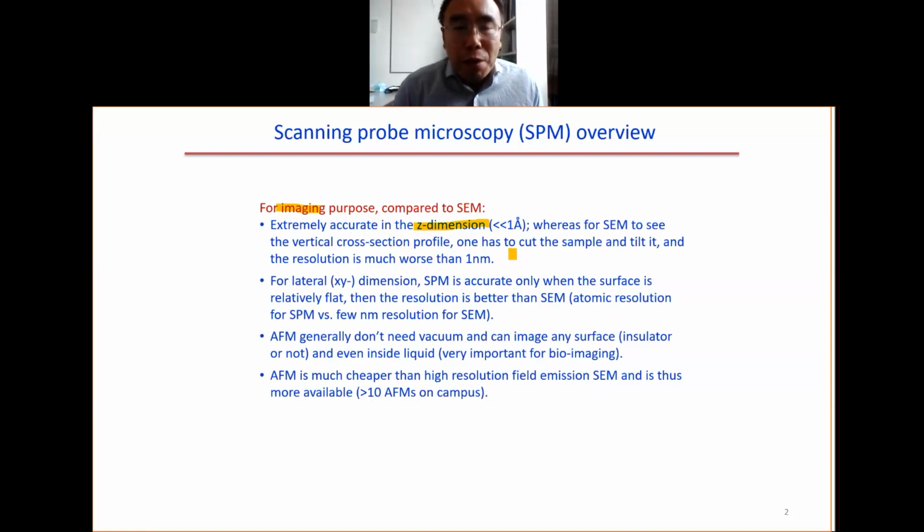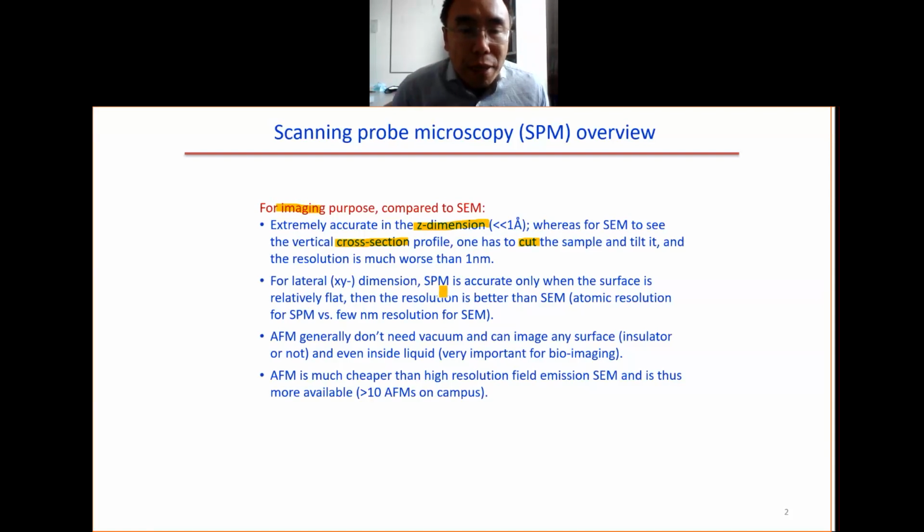for the SEM, normally we have the top view. If we want to see the cross section, we have to cut the wafer and tilt the wafer. Then the height information will not be very accurate. It's about a few nanometers. For the AFM, we can get better than 1 angstrom resolution.